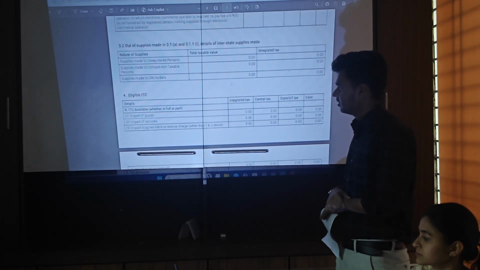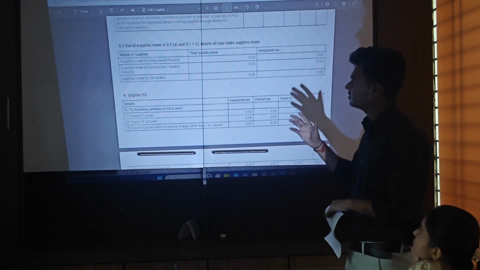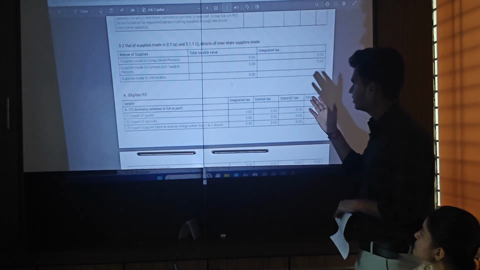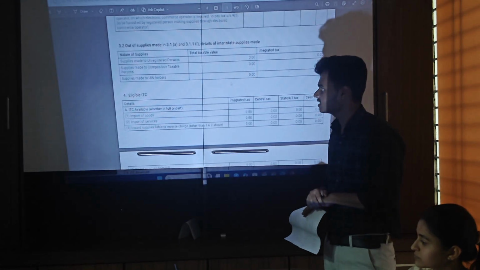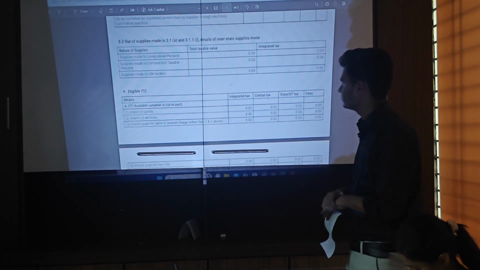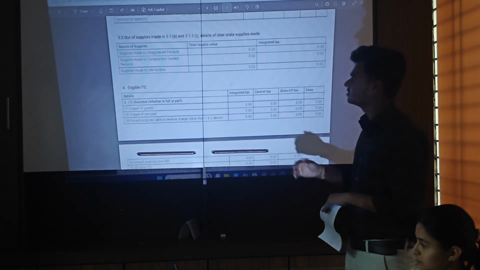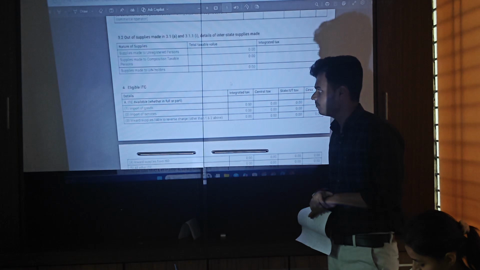The next is only reporting of interstate supplies made to unregistered persons, composition taxable persons and UIN holders. Then comes table number 4, which is eligible ITC.